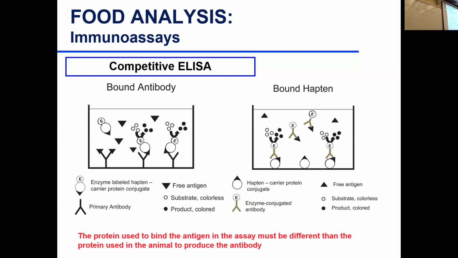One thing here to pay attention to: the protein used to bind the antigen in the assay must be different than the protein used in the animals to produce the antibodies. Because you don't want the antibodies to bind to the protein in the hapten. So we want to be sure that whatever protein I use to generate the antibodies in the host, these carrier proteins should be different so that the antibody can only bind to the antigen, not to the carrier protein. So that is a must, otherwise the assay will not work.